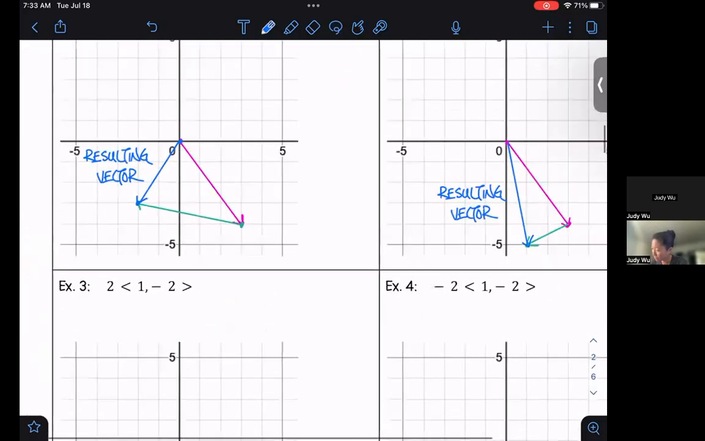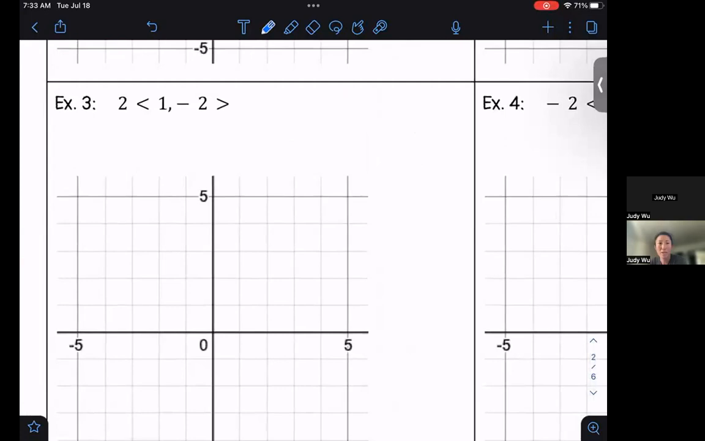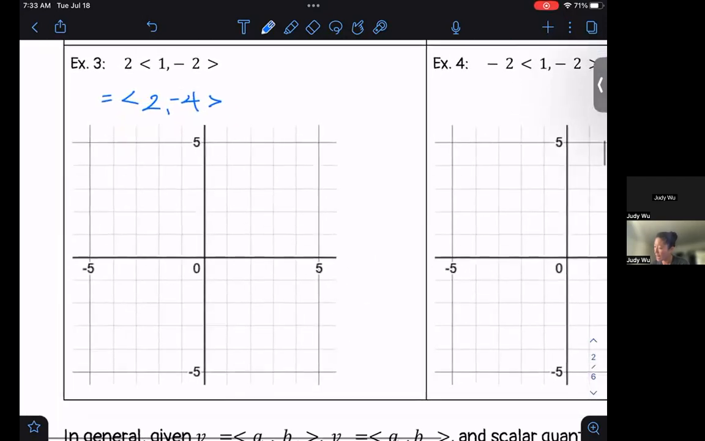All right, let's take a look at example 3 here. So I see this 2 in the front, and I see a 1 comma -2 inside the brackets. Now this works exactly how you would hope it to work. We take the 2 and we distribute it inside the brackets. So we end up with 2 comma -4. Okay. Now, what does this original vector look like?